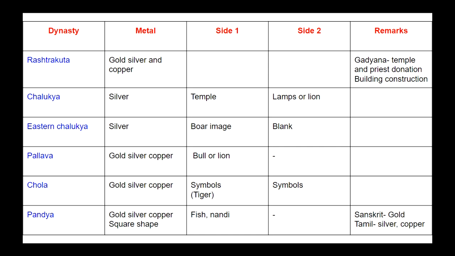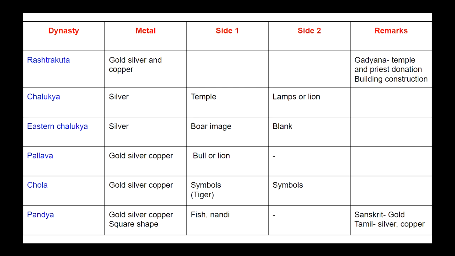So in the Rajput time, different denominations were mentioned, and there were specific uses of these denomination coins. Some denomination coins were used for specific purposes, like paying tax or fine, and Gadiana was used for temple and priest donation and building construction.